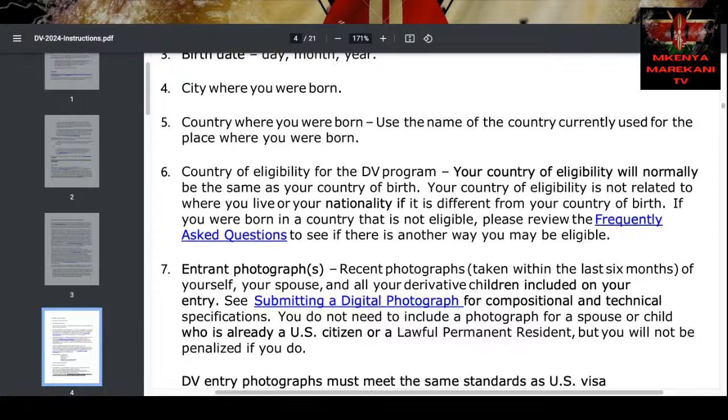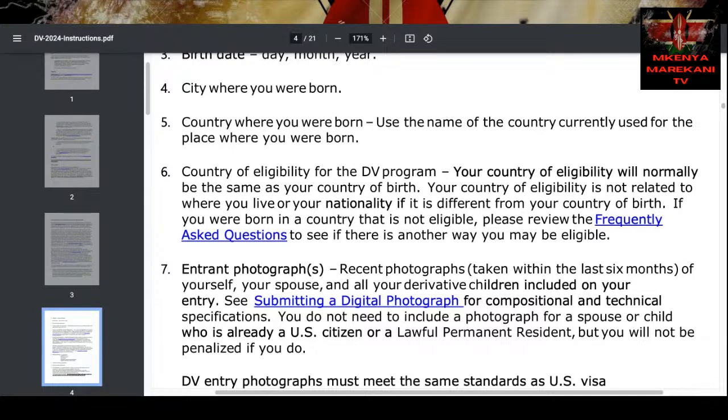They will check where you were born. Your country of eligibility will normally be the same as your country of birth. Your country of eligibility is not related to where you live. Sometimes we move, like people are in the US, others in Dubai, Qatar, Saudi. People are working in different countries, but you will write your country of birth. That's what they will determine your selection with. Okay, country of birth, which is country of eligibility.